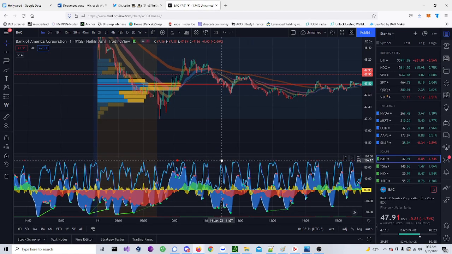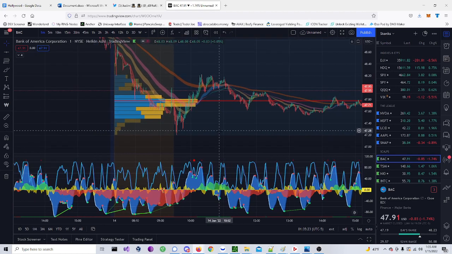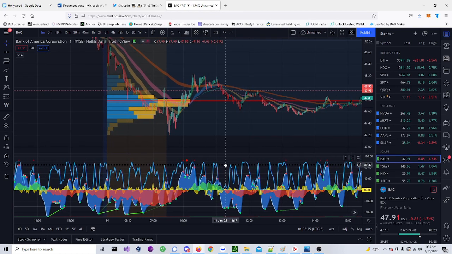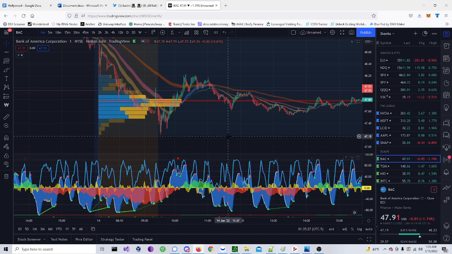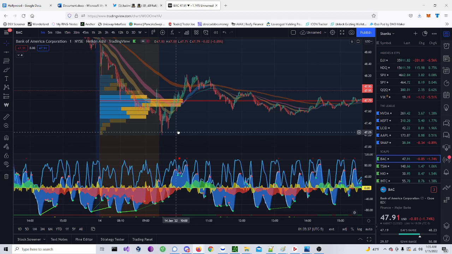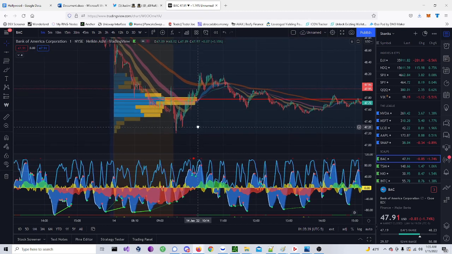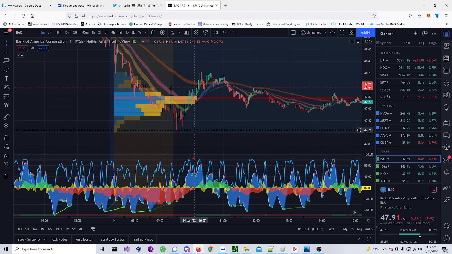So like I said, don't ever just rely on one indicator. Use as many as you can without getting too hardcore, because you can have too much data, and you can get what's called analysis paralysis and be afraid to pull the trigger. So just find out what works for you.